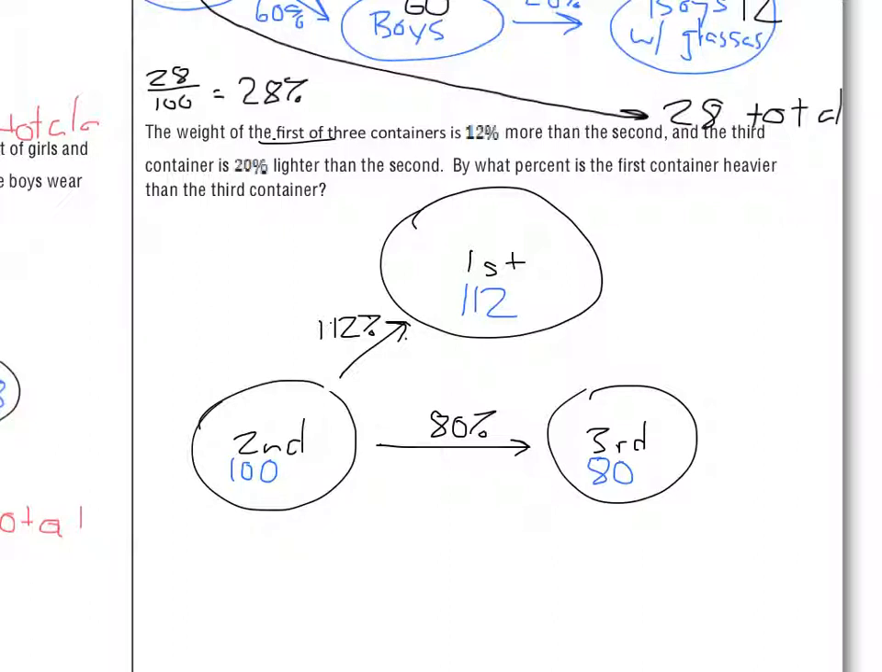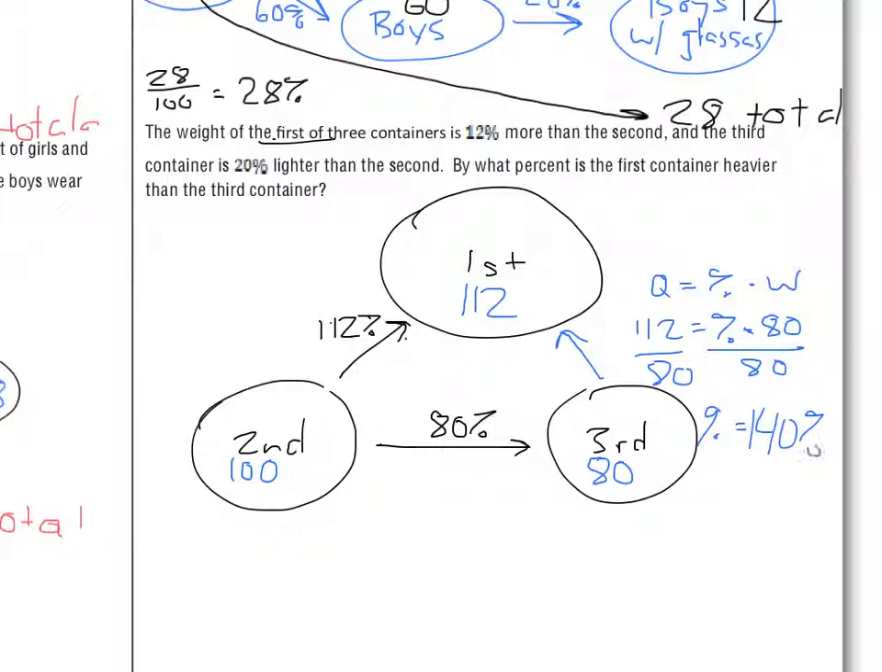So what we're trying to do is we're trying to take the third container and compare it. When we think about this, this is going to be our original. So Q is equal to percent times whole. Our original here is our 80 going to 112. We want to know what that percent is. Divided by 80, divided by 80. That tells us our percent is equal to 140%. And so we have to be really careful with this question.